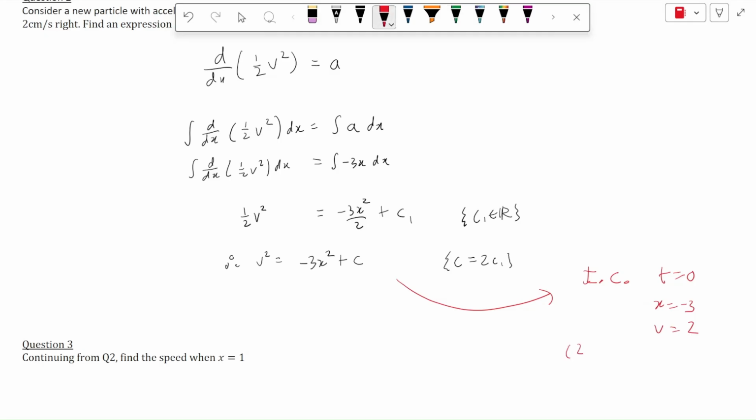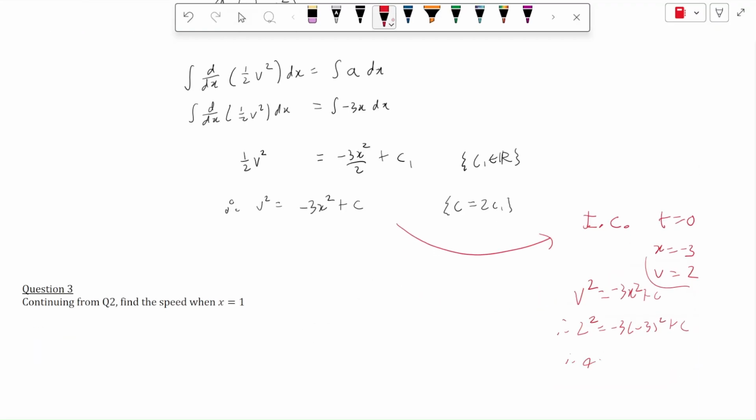So I might just start with v squared is minus 3x squared plus c. That would tell us 2 squared is minus 3 lots of minus 3 squared plus c. So that would tell me 4 is minus 27 plus c. So c is 31. So we can go v squared is minus 3x squared plus 31. Just like that, and we've got our equation.